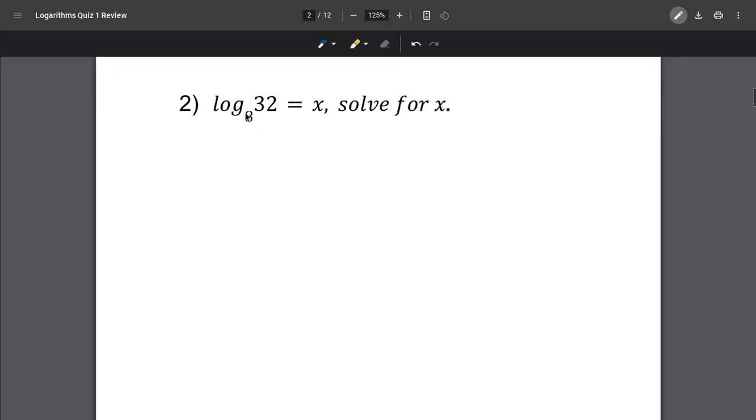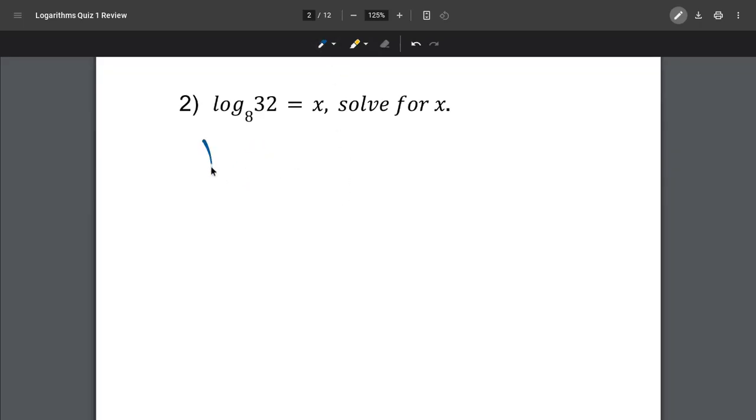So this one we have log base 8 of 32 equals x. We want to solve for x. Now if we were to write this in exponential form, we'd write 8 to the power of x equals 32. But then we would have to figure out how many times we multiply 8 together to get 32. Well, we can't exactly get 32 if we're multiplying 8, so this is going to be a fractional power here. So what we really want to do is use the change of base rule.